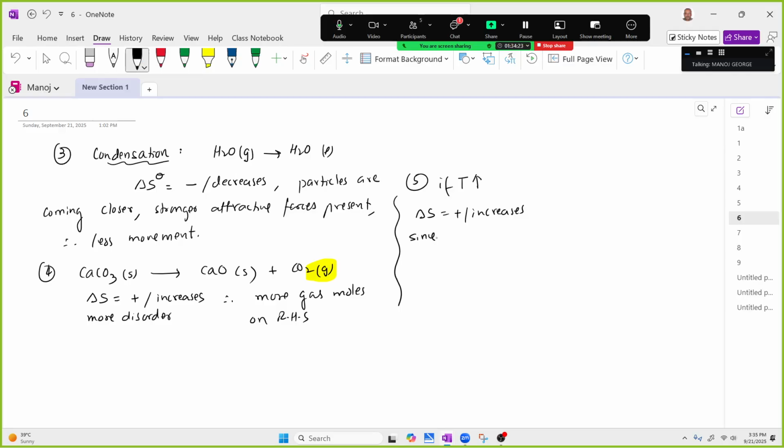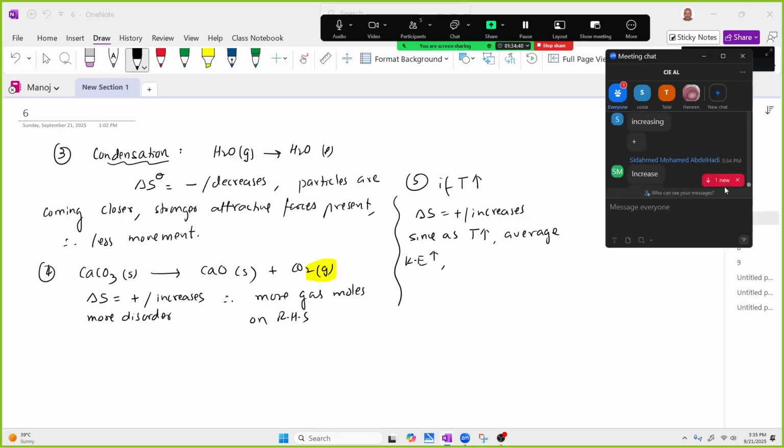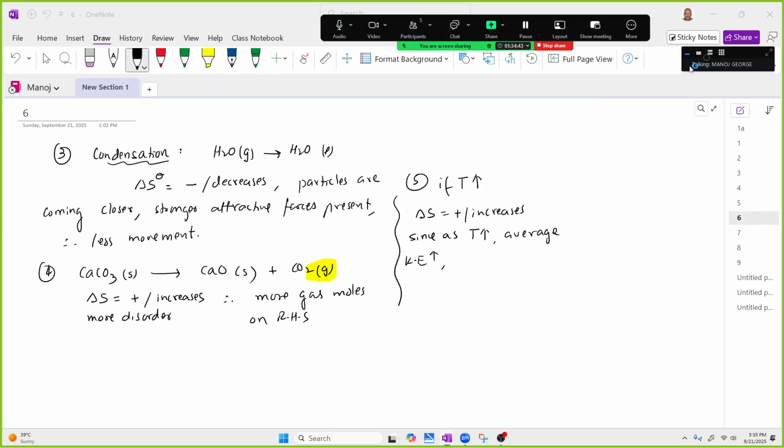Because as temperature increases, the average kinetic energies increase. Correct? So now don't talk of number of collisions. I'm not talking of rate of reaction here. If there is a higher average, they will have more kinetic energy. Correct? So that means there will be more movement. They will move more. We are only talking of different movements. The more possible movements, the more different arrangements are possible. So it is happening.